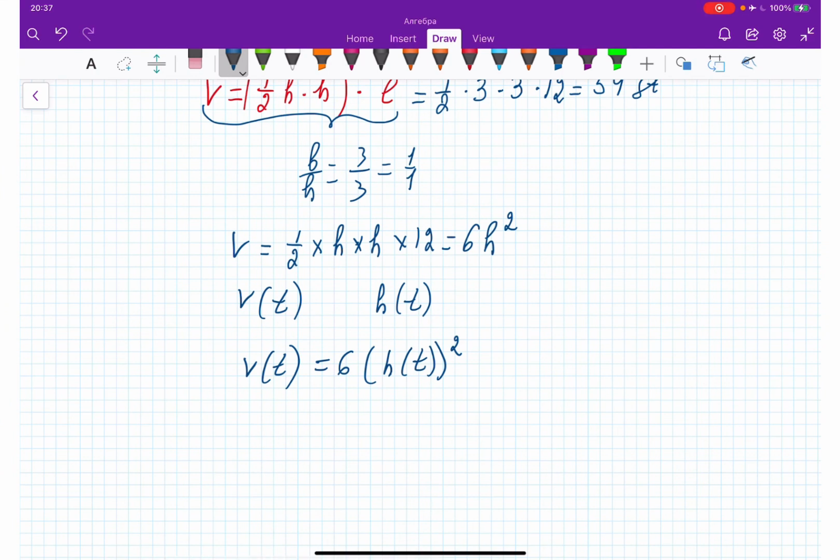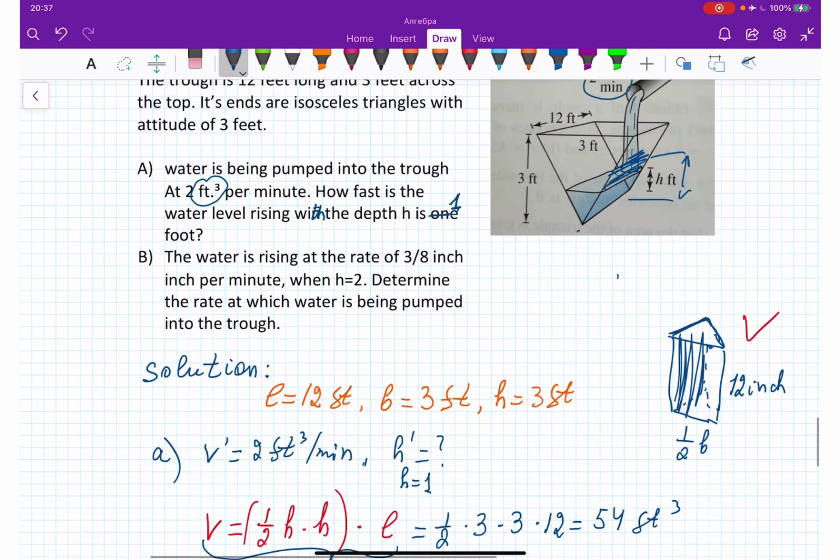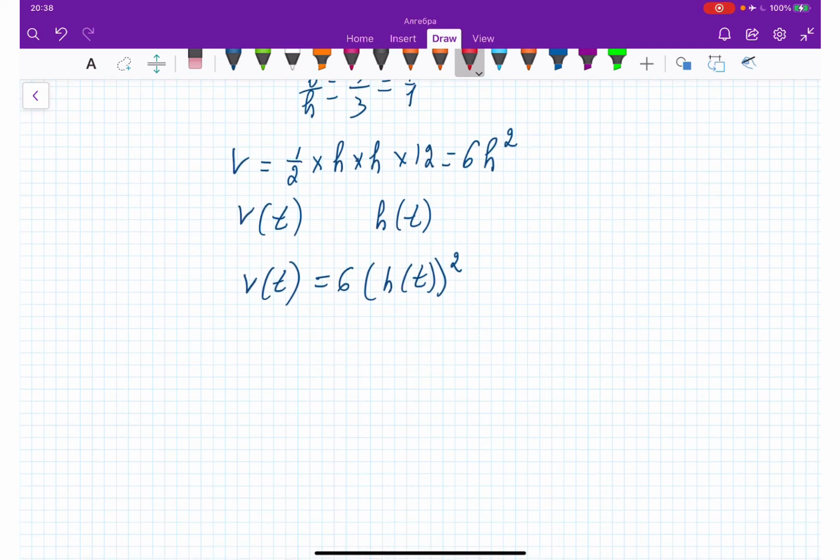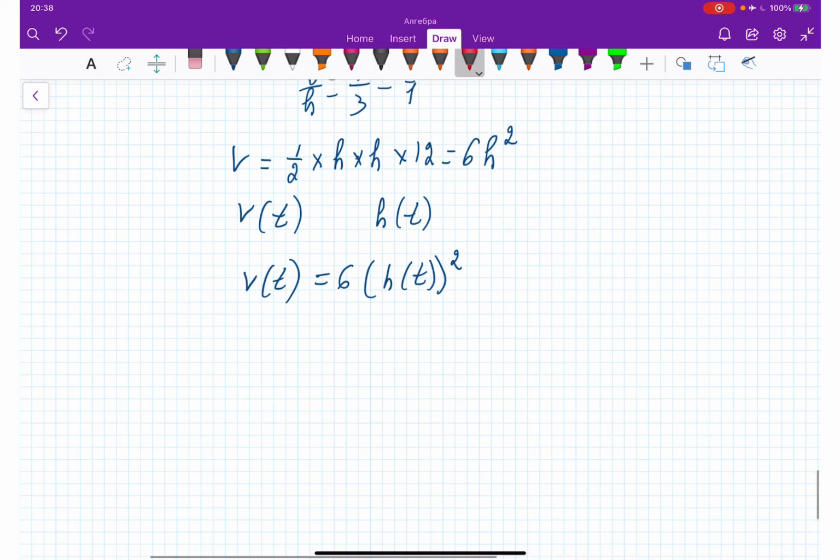All right. So, we need to find a change of height, correct? It says how fast the water is being pumped into a trough at 2 cubic feet per minute. I mean, yeah, the water level will be rising with the depth h. So when it says how fast, that right away should click in your mind that we are taking a derivative, right? Okay, so let's take a derivative.